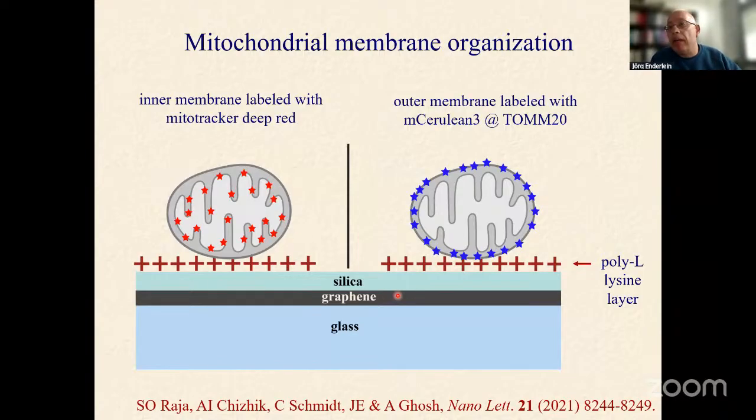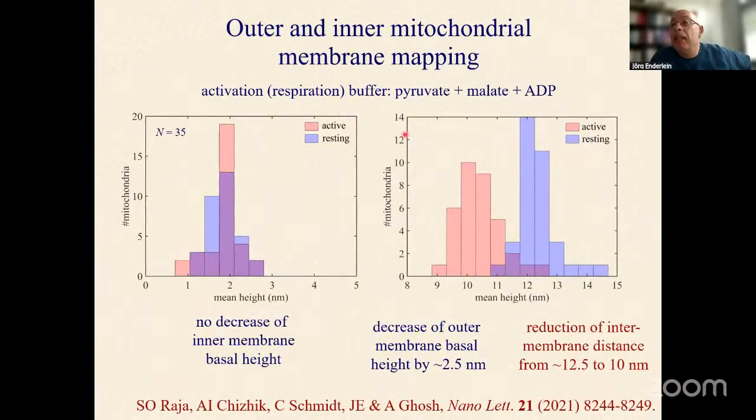Again, we did this kind of graphene-induced energy transfer measurements, and then could compare what is happening when the mitochondria are in a resting state with no respiration buffer, and after adding respiration buffer so that the ATP synthesis can start. What we then see is that the outer membrane, of course, is not changing its distance to the graphene, but the inner membrane on average comes closer to the outer membrane by 2.5 nanometer, which we interpret as an osmotic effect, which is happening when you change the proton concentration across the membrane.